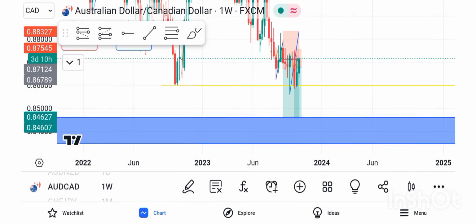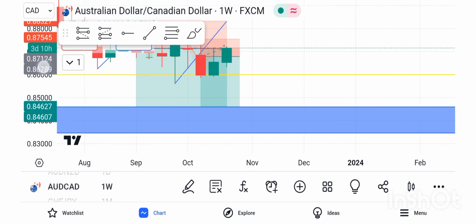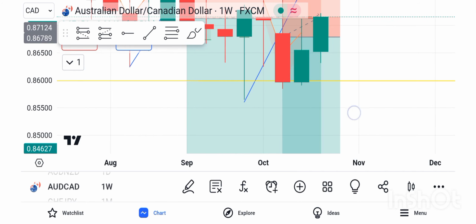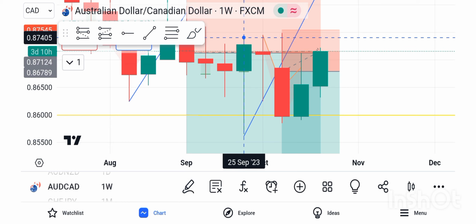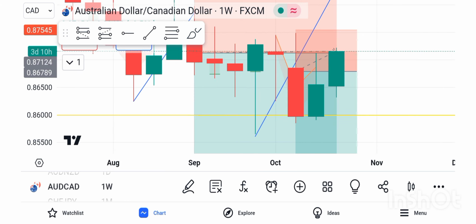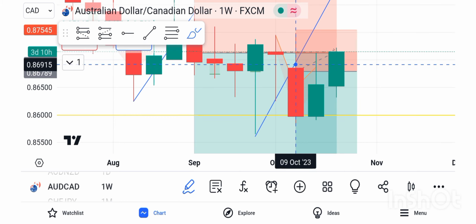And you see how this candle just spikes it and rejects off, and now it gets to this point and is still struggling to break it.